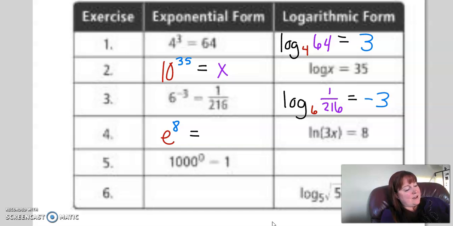Equals 3x. And again, do you see how useful this would be to be able to switch back and forth? Because now if we wanted to find x, we could just put e to the 8th in our calculator, and we could divide by 3 and find our answer.